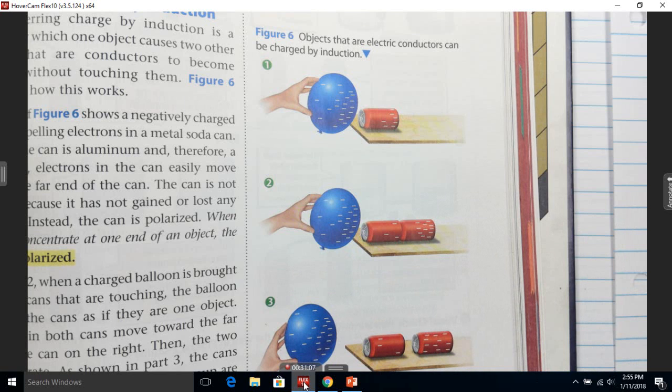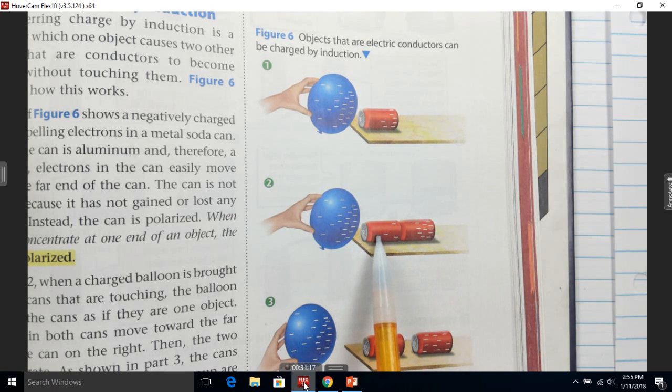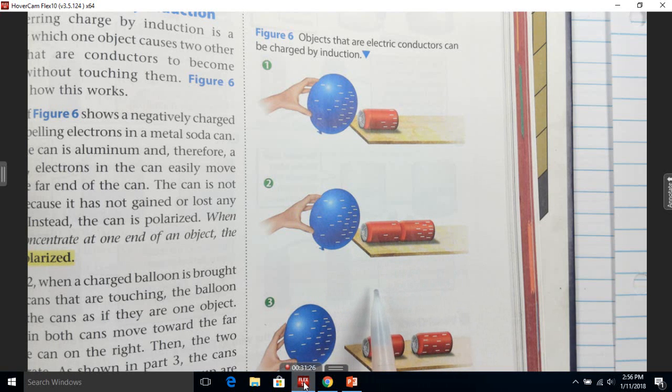Would it make a difference if there's something in the can, like water or something like that? No, it's not going to matter what's in the can because this is with the electrons of the can. The aluminum is still the conductor, no matter what's inside of it. So what if you had aluminum foil around food or something? It would still do it.